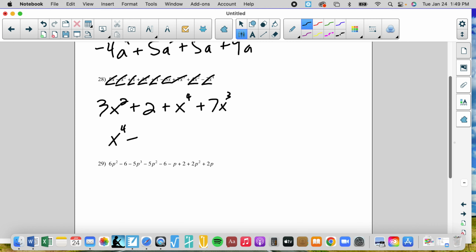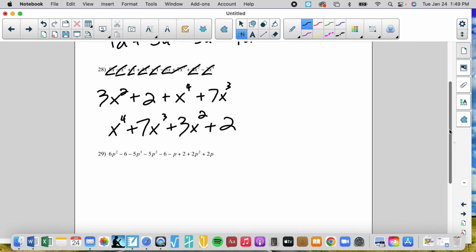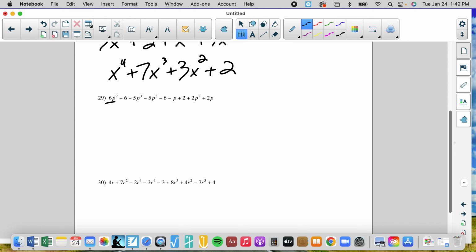Now I'm going to write it in standard form. And I have 1, 2, 3, 4 terms. When I finish and rewrite, I should have 4 terms. X to the fourth, third, second, and that will be my answer. So 6p squared, negative 5p squared, positive 2p squared. So 6 and negative 5 make positive 1 plus 2 gives me 3p squared.